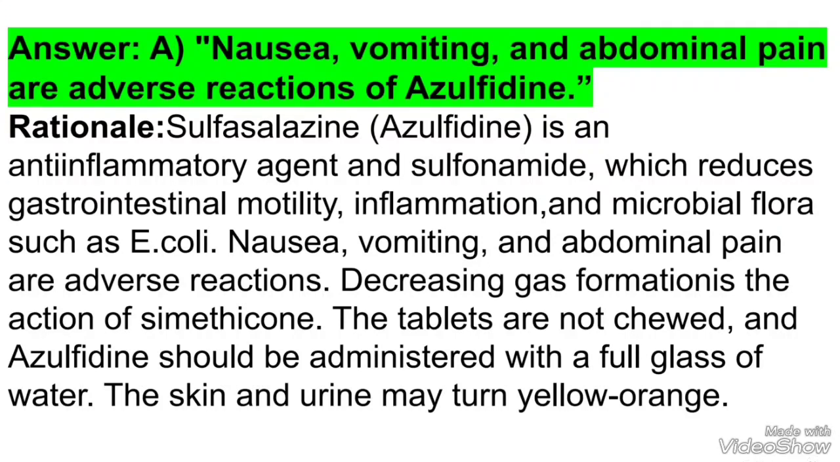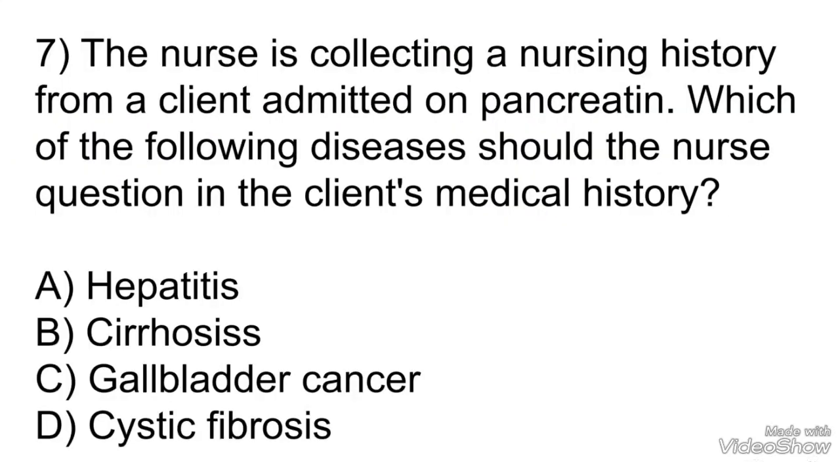Rationale. Sulfasalazine is an anti-inflammatory agent and sulfonamide, which reduces gastrointestinal motility, inflammation, and microbial flora such as E. coli. Nausea, vomiting, and abdominal pain are adverse reactions. Decreasing gas formation is the action of simethicone. The tablets are not chewed, and Azulfidine should be administered with a full glass of water. The skin and urine may turn yellow-orange.